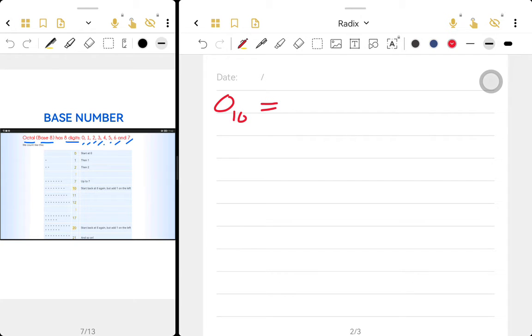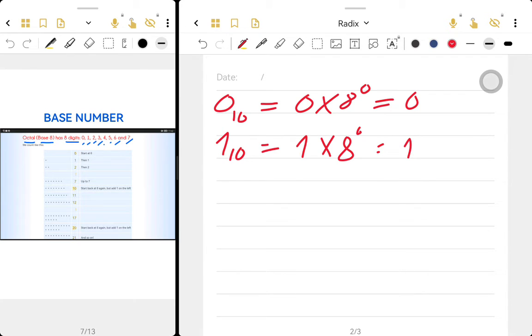that is base 10 because in decimal. And then we have 0 times 8 raised to the power of 0, that is 0, of course. And then we have 1 equals 1 times 8 raised to 0, that is 1. Because any number raised to the power of 0 is 1. So this is 1, of course. Then 1 times 1 is 1.